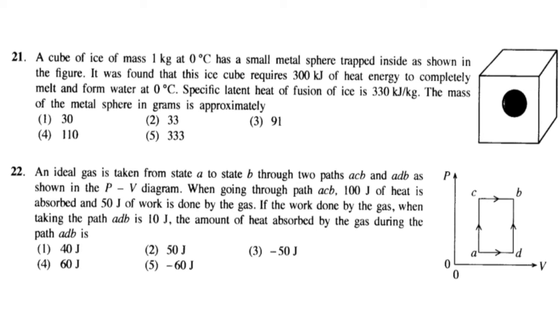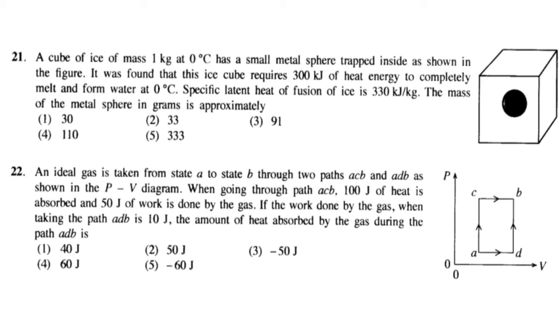Question number 22. An ideal gas is taken from state A to state B through two paths, and that is shown in the PV diagram. Energy changes that took place in both paths have been given, and they are asking for the amount of heat absorbed by the gas during the path ADB. Remember the first law of thermodynamics, that is delta Q equals delta U plus delta W. Delta Q is heat absorbed by the ideal gas. Delta U is the increase in internal energy. Delta W is work done by the gas. Now we consider the ACB part.